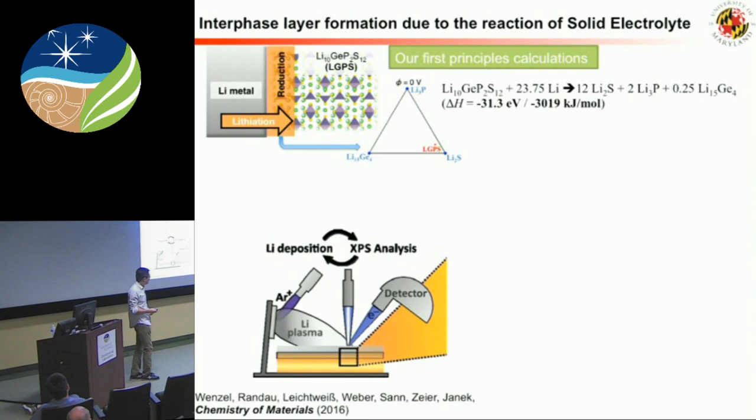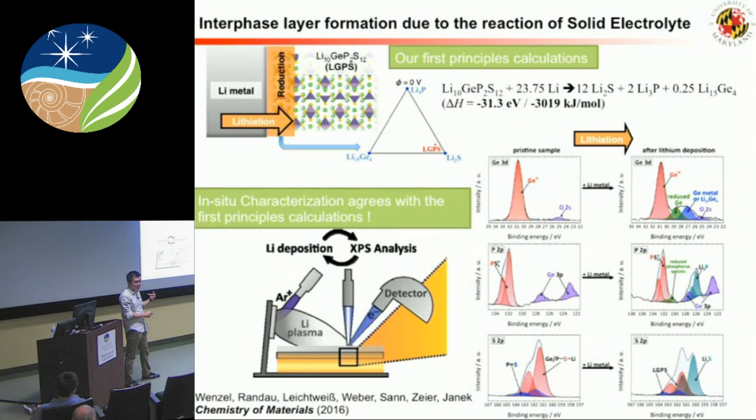Here are some experiments by Jürgen Janek, a German group. As you know, these solid-solid buried interfaces are very difficult to probe directly in experiments. So what they do is use the in situ XPS technique. Essentially, they have these solid electrolyte surfaces and then deposit lithium metal on top of it. In the meantime, they have a probe to observe what happens in situ using XPS. And here's what they see. On the left is the pristine sample, before you put lithium on it. On the right is the XPS spectra after lithiation.